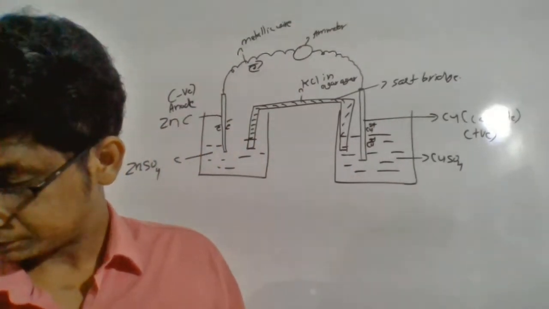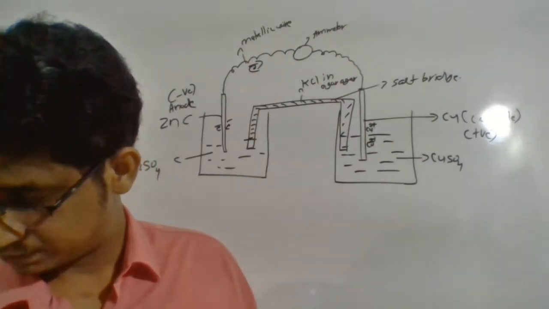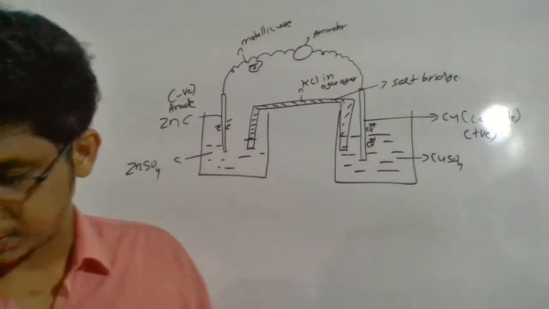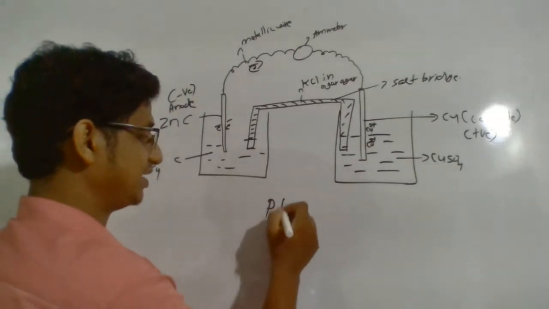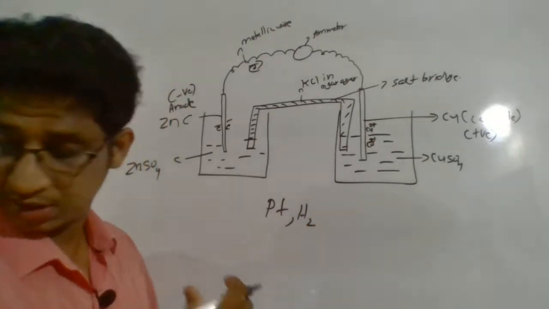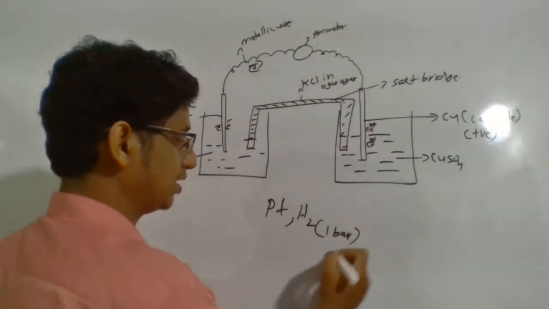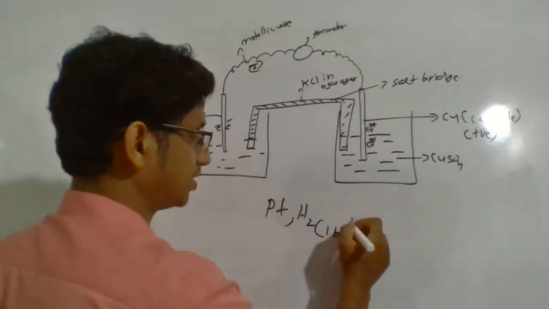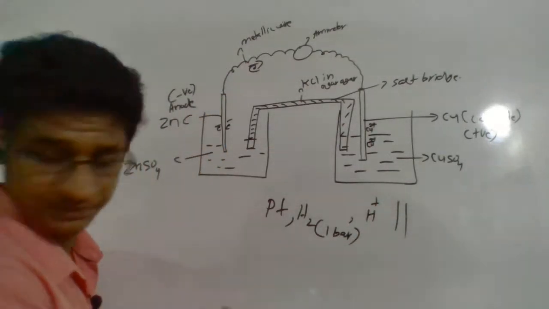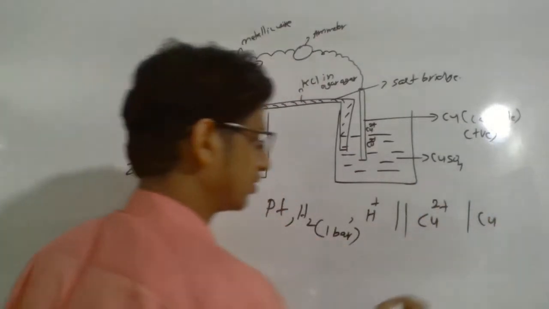So let us discuss one more electrode, because it doesn't matter, always you do not have to use a solid electrode. Here one example you can see, hydrogen is used as one of the electrodes, and copper 2+ is the other electrode. So look at this.